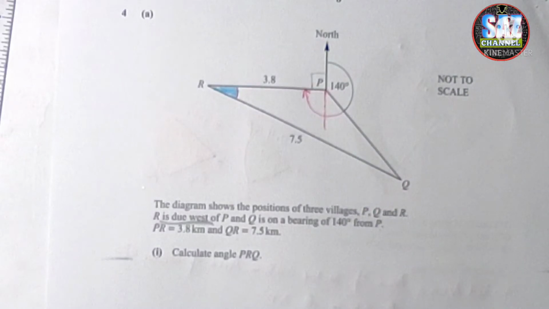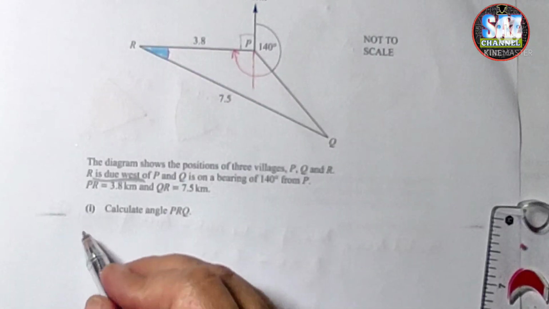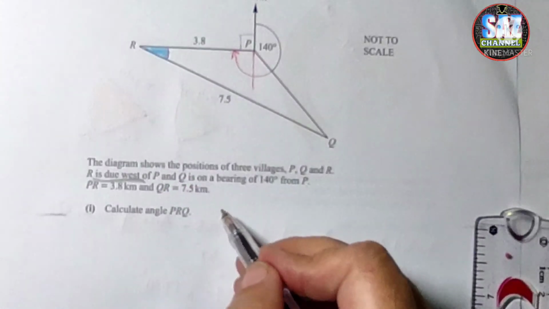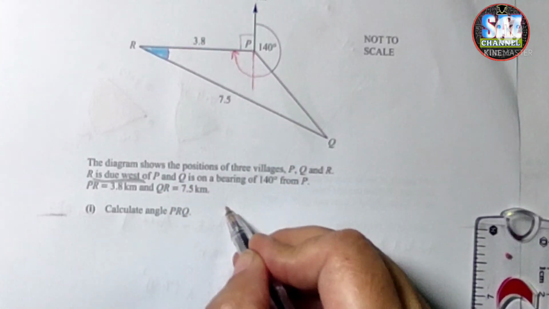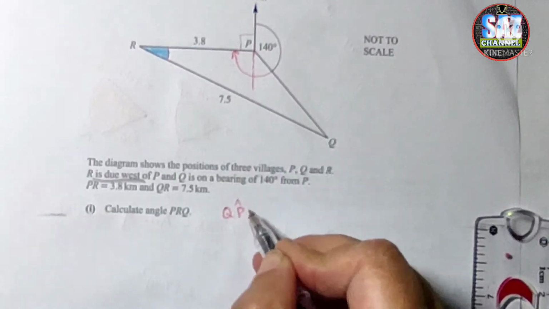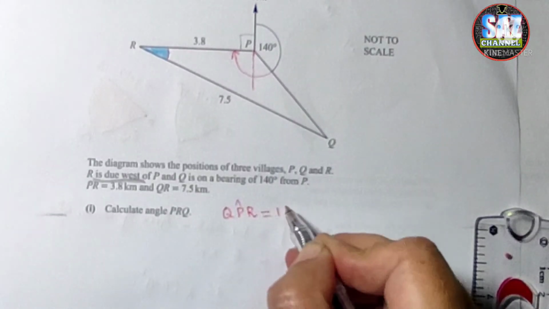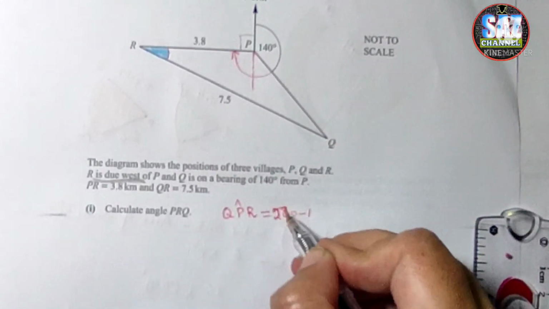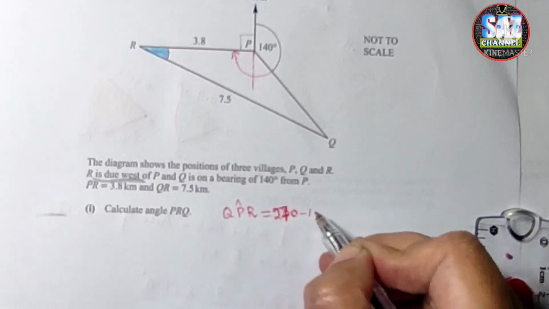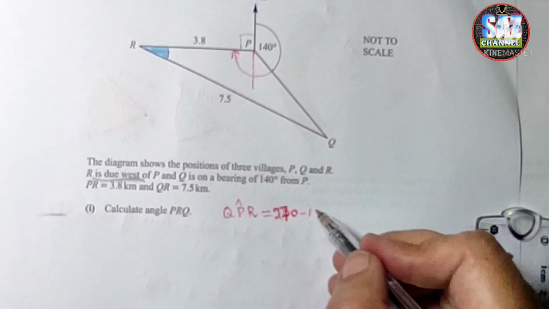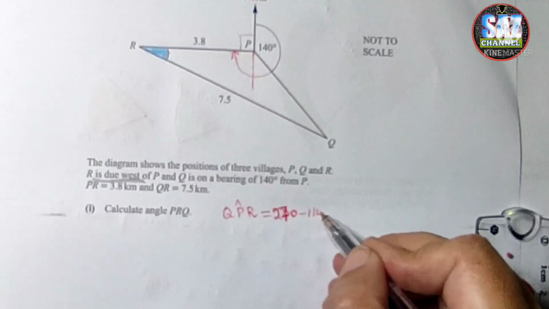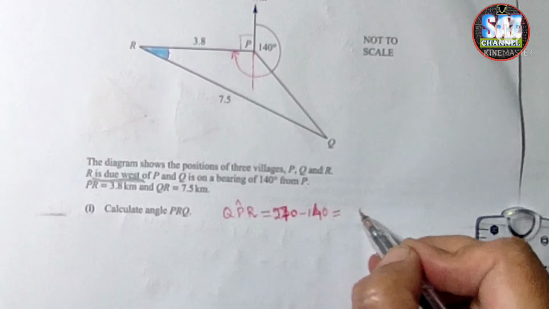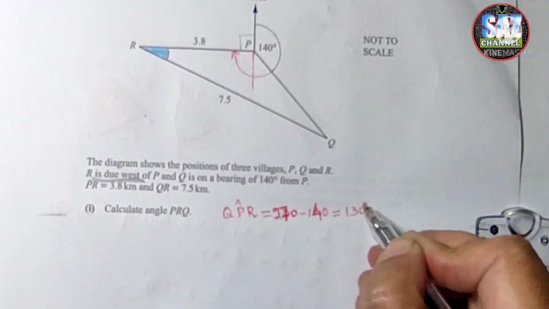So what we have to do is first write down angle RPQ, or QPR. Angle QPR will be equal to 180 minus 270 minus 140 degrees, and this will give me 7 minus 3 is 4, 130 degrees.